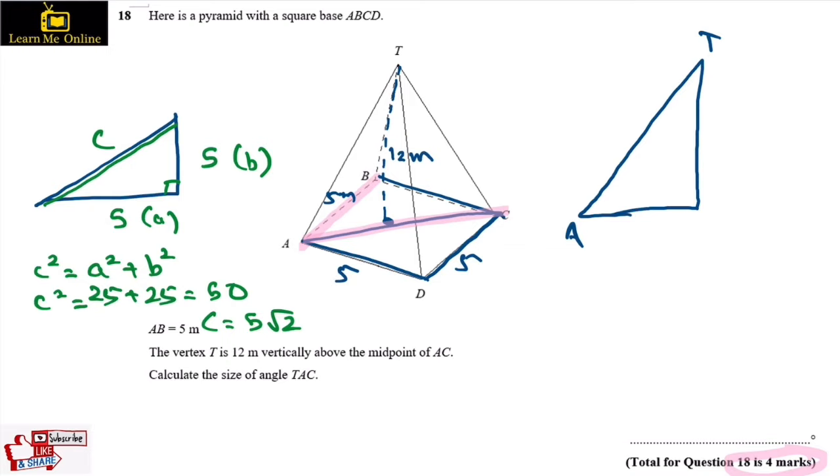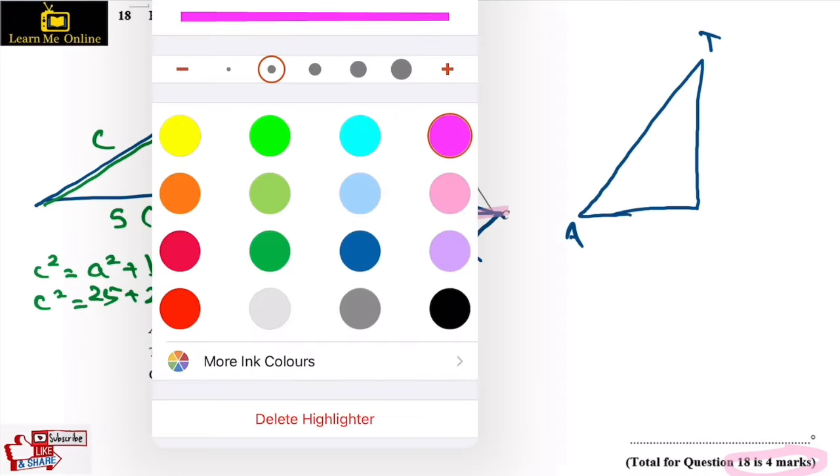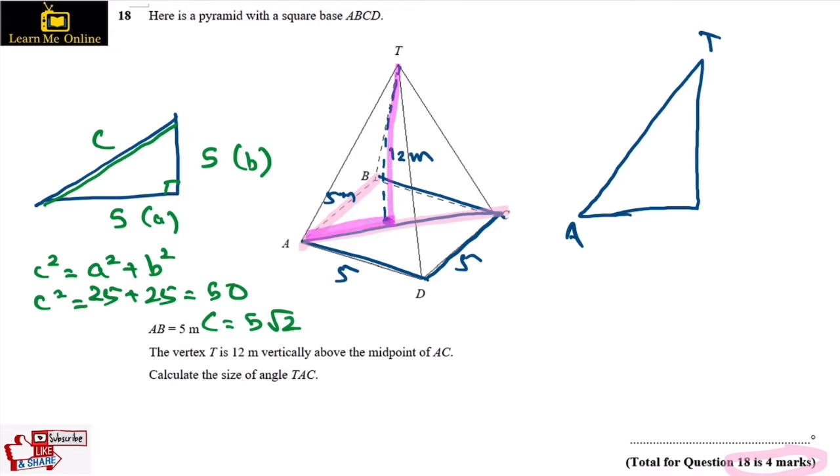And if I draw the right angle triangle which I just drew on the side here, this is the right angle triangle we have drawn. Now what we have to find out is the size of the angle TAC. C is here, and this is the angle we are finding out. This is the point which is hitting the surface, the square base. Now we know that this is 12 meters, and we found out this length, which is 5 root 2.